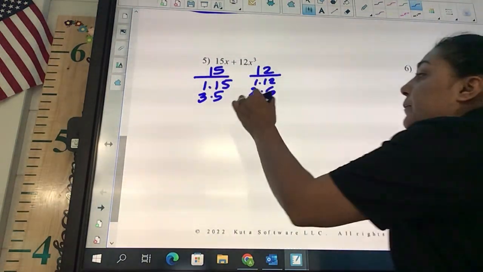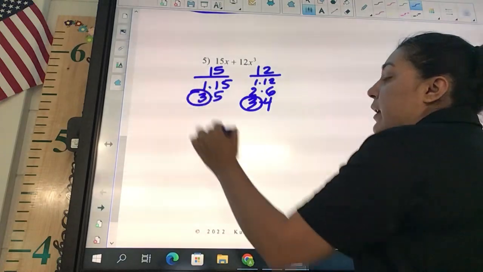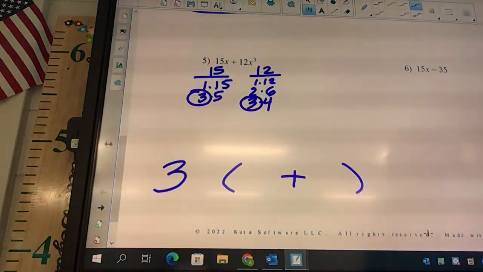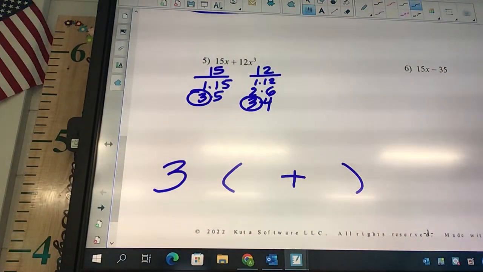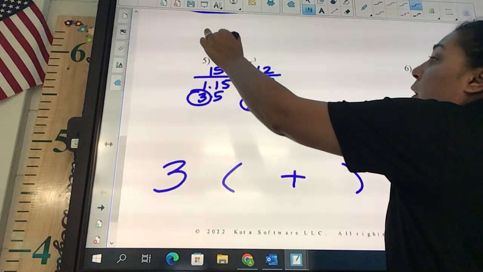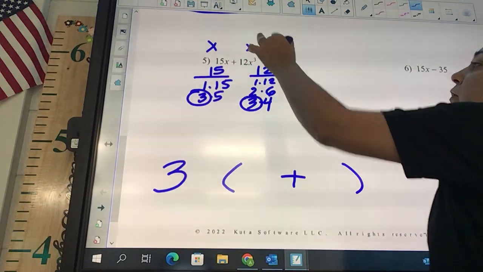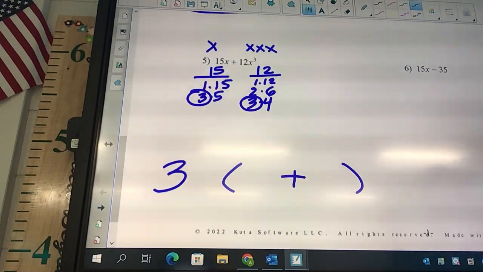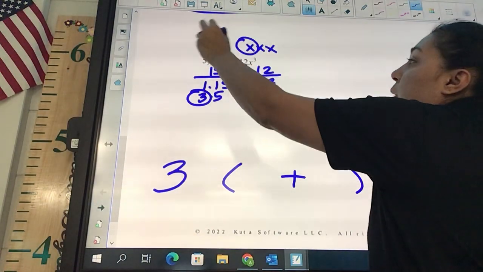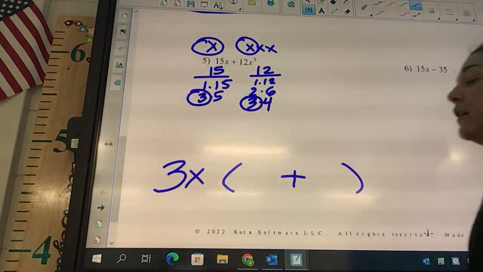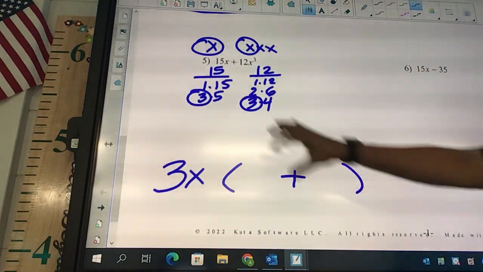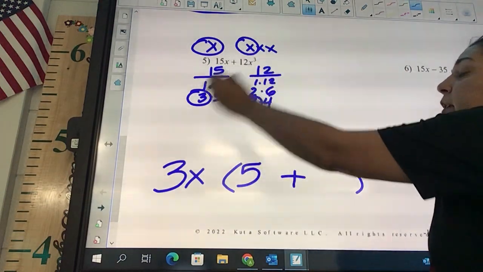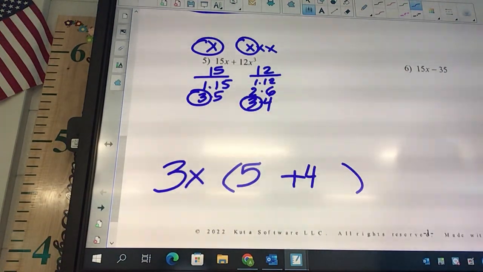So we got 3 and 3. So we can put our sign back, and we're going to put a 3 on the outside. Okay, if we look at the x's, he's got 1 and he's got 3. So how many can go? 1, right? So we can take 1 from him and 1 from him. So 1's going to go on the outside. Oh, I forgot to do the numbers on the inside. 15 divided by 3, 5. 12 divided by 3, 4.